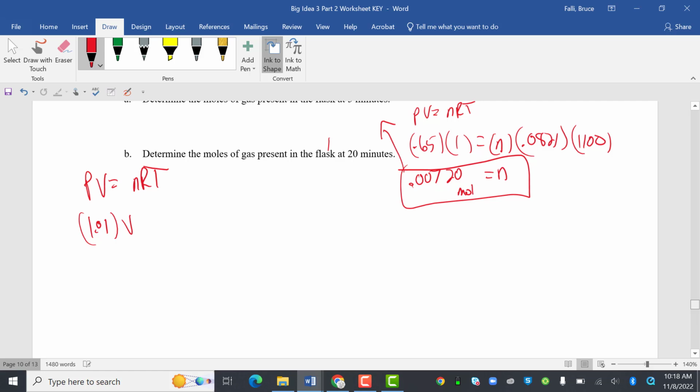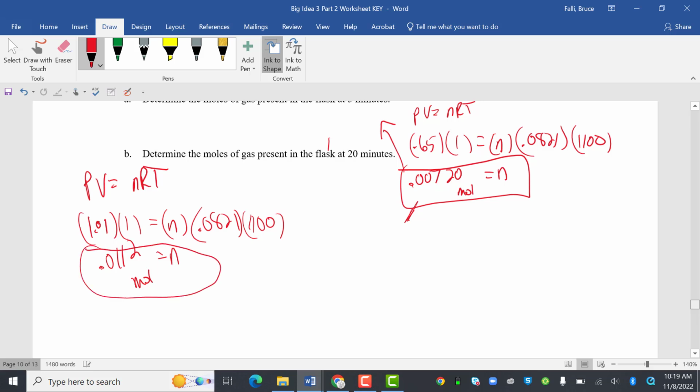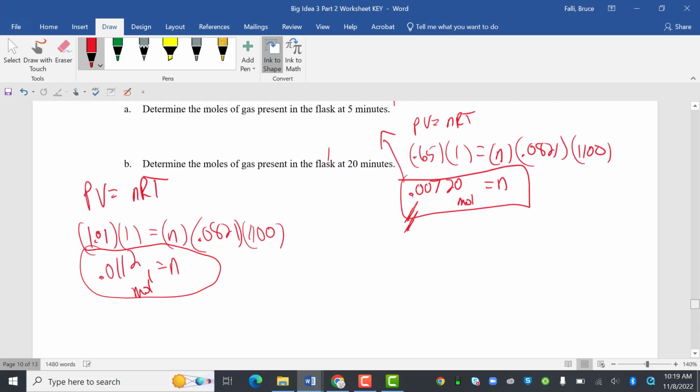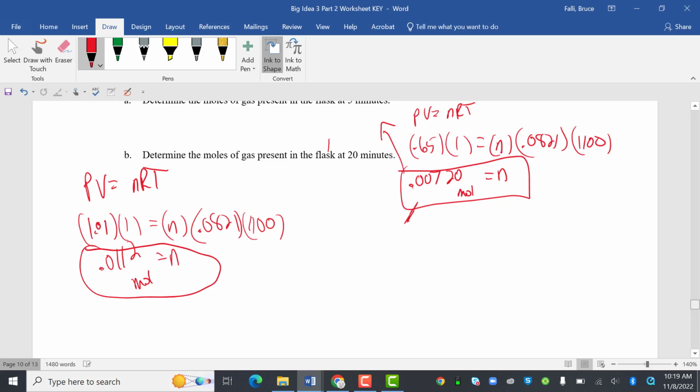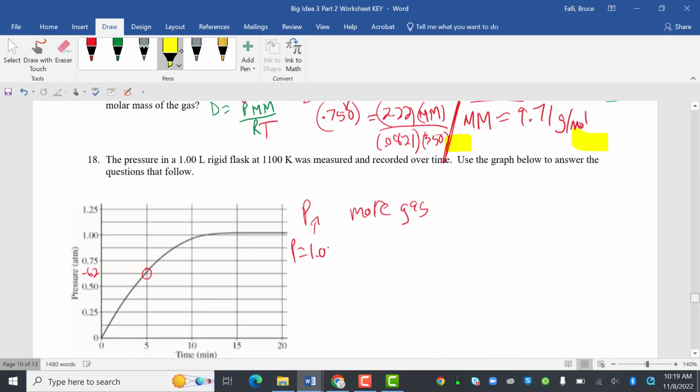Volume is still 1. Solving for n. R is 0.0821. T was the really hot 1100. And then do the math. 1.01 times 1 divided by 0.0821 divided by 1100. 0.0112 moles. So notice how it's quite a bit bigger, right? Because it had a much larger pressure. And again, that same volume and that same temperature came from up here, where we had a volume and a temperature given.